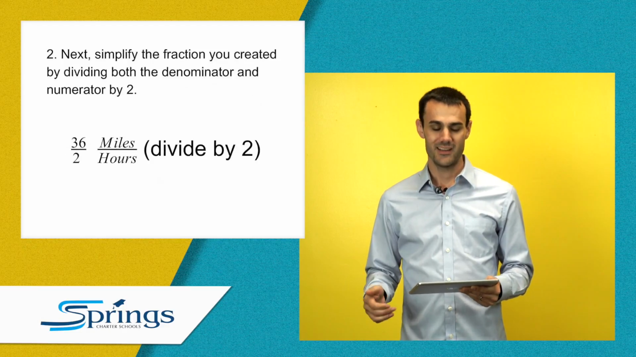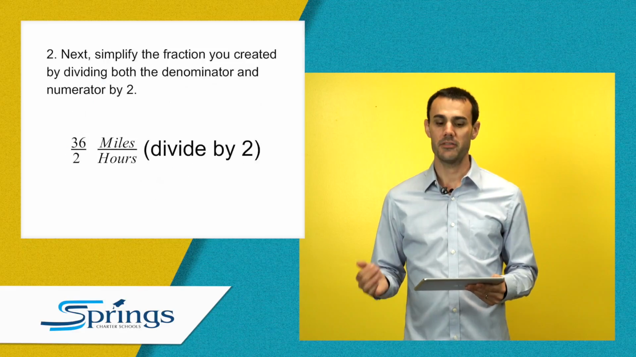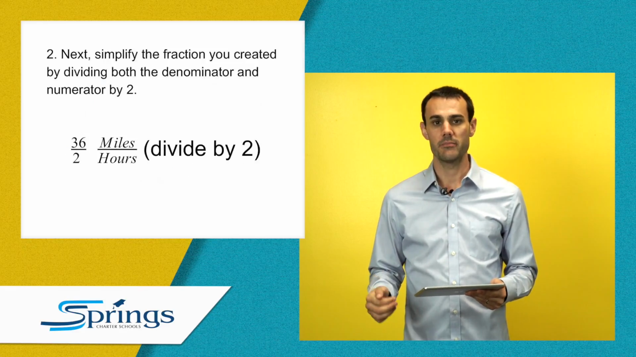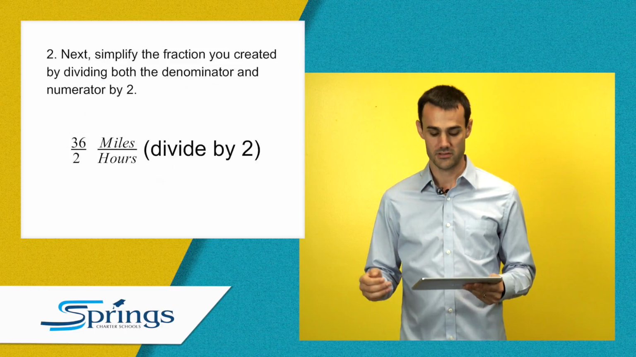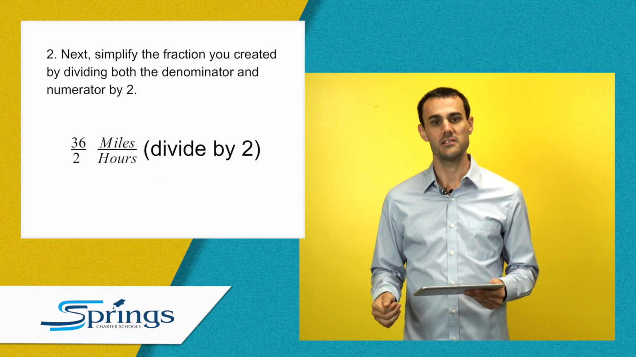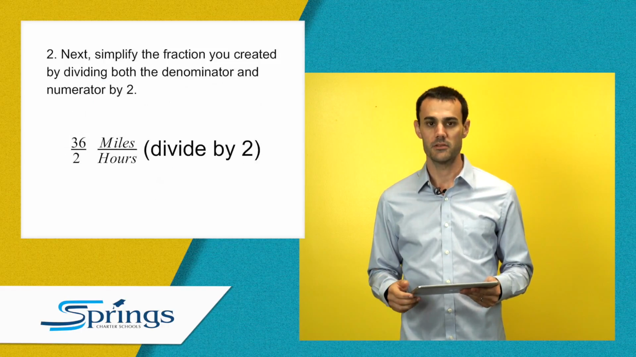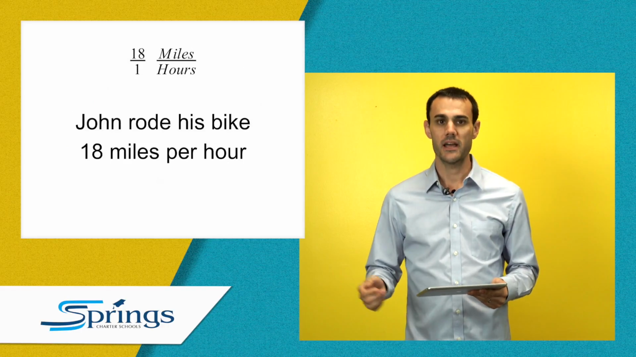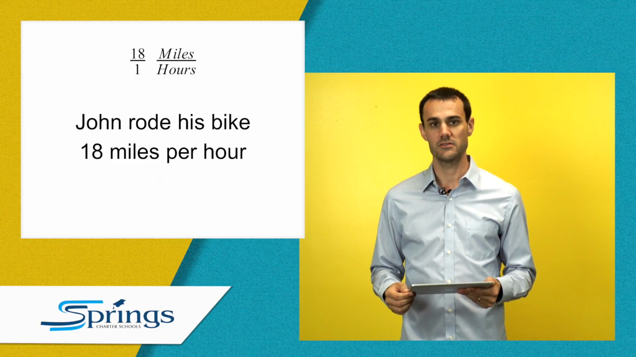Step 2. We're going to simplify the fraction we've created by dividing both the denominator and the numerator by a number that goes into both of those evenly. In this case, that number is 2. So I'm going to divide 36 over 2, both the numerator and the denominator, by that number 2. Now when I do that, 36 divided by 2 is 18, and 2 divided by 2 leaves us with 1.